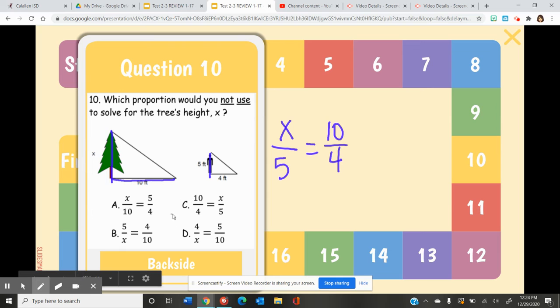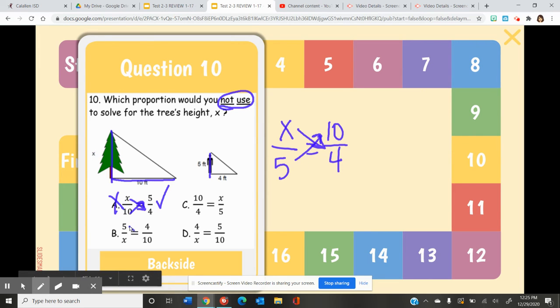So when I come to my answer choices, I should have x diagonal to 4. Do I have that here? Yes, I do. Well, when x is diagonal to 4, I should also have 5 diagonal to 10, and I also have that here. So again, I'm looking for the one that does not solve for the tree's height x. And remember, whenever we're setting up our proportions, we're all going to get something different depending on the way you label things. Again, as long as they are diagonal from each other, it is a correct proportion.